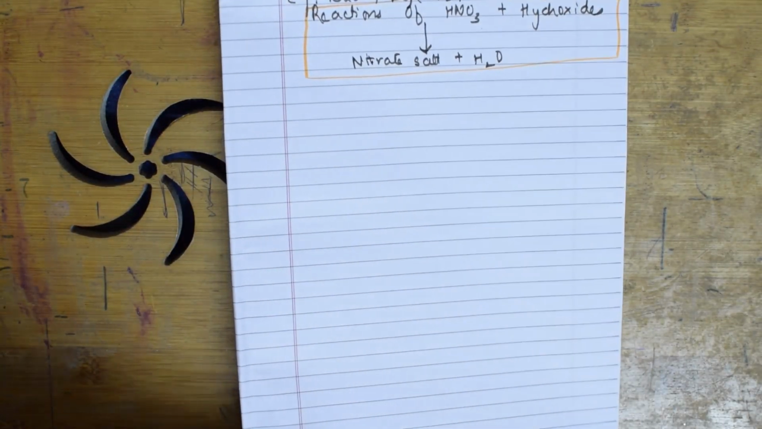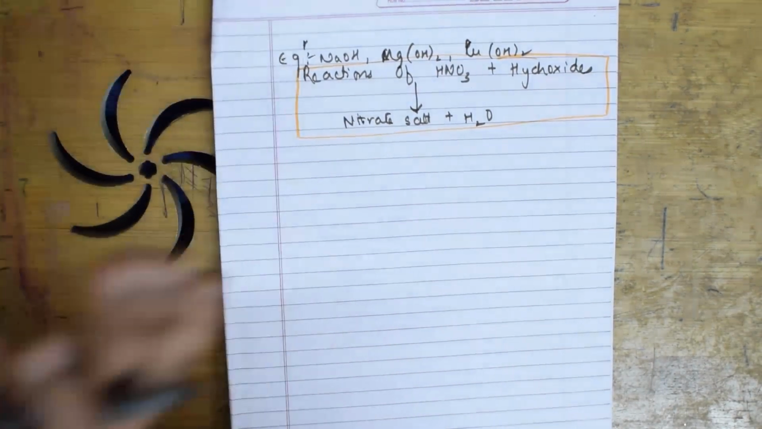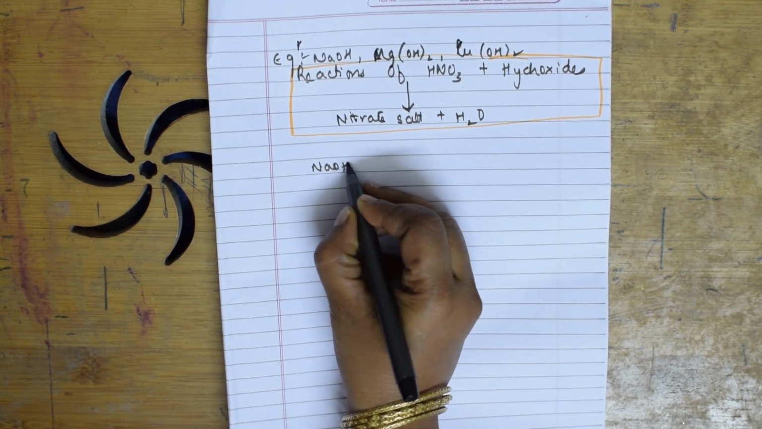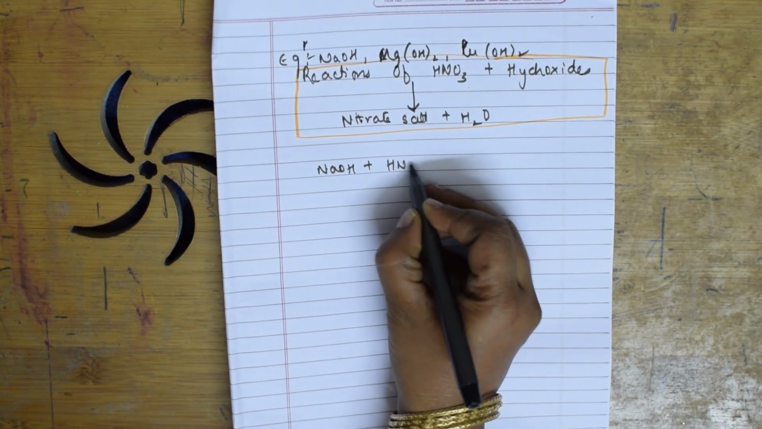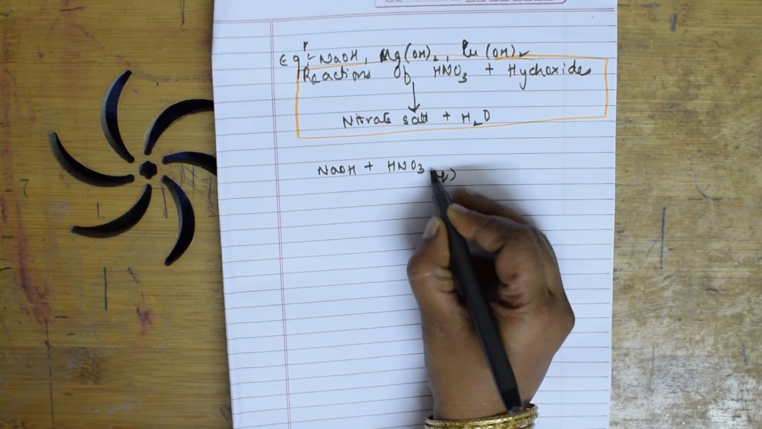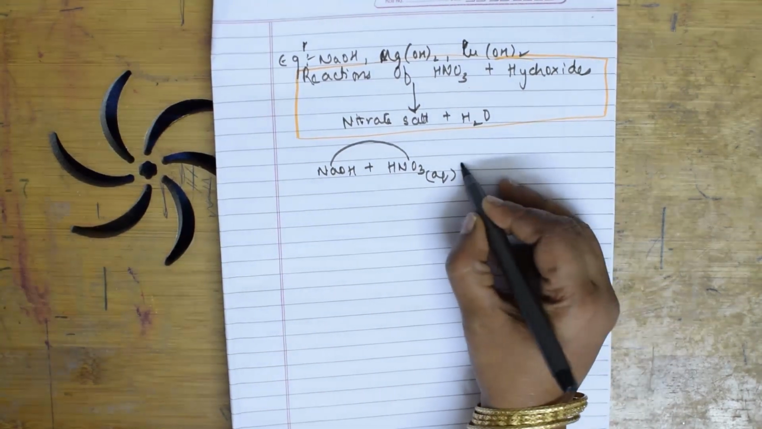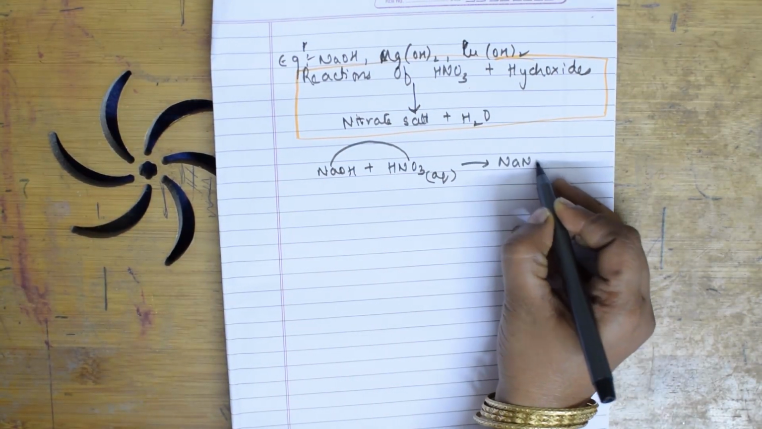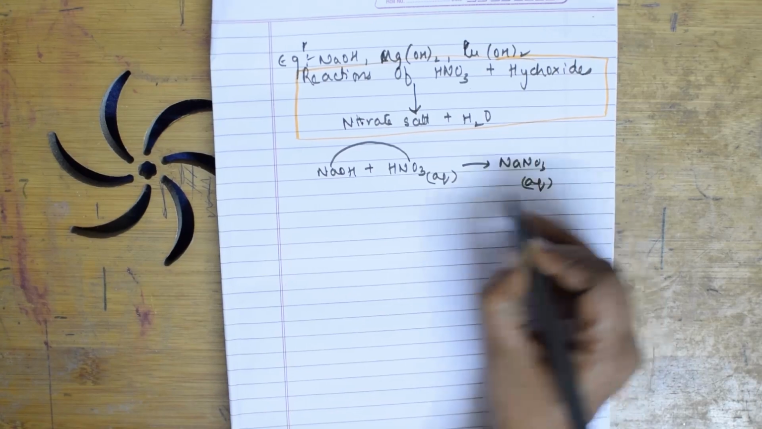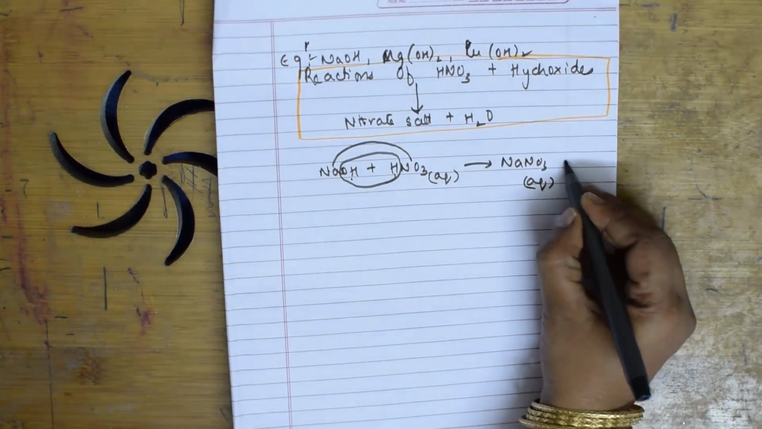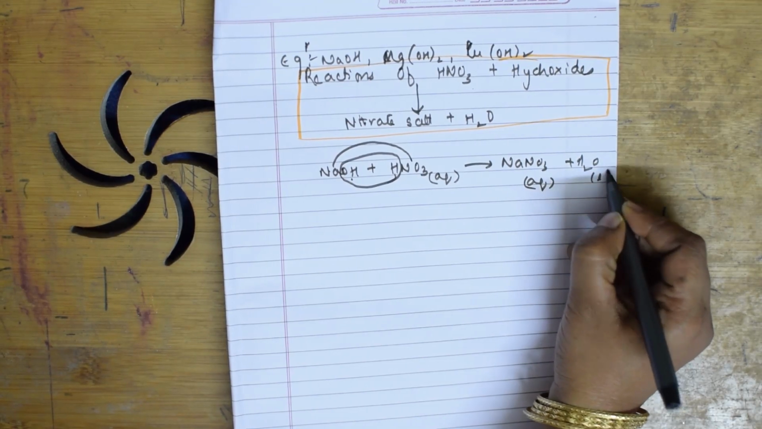So what is the first example we have? What is the first hydroxide we have taken? We have taken the first hydroxide as sodium hydroxide. Sodium hydroxide plus nitric acid, aqueous. What did I say? Nitrate salt, that is NaNO3, aqueous, plus water. What is left out? H2O is left out, plus water, in liquid form.